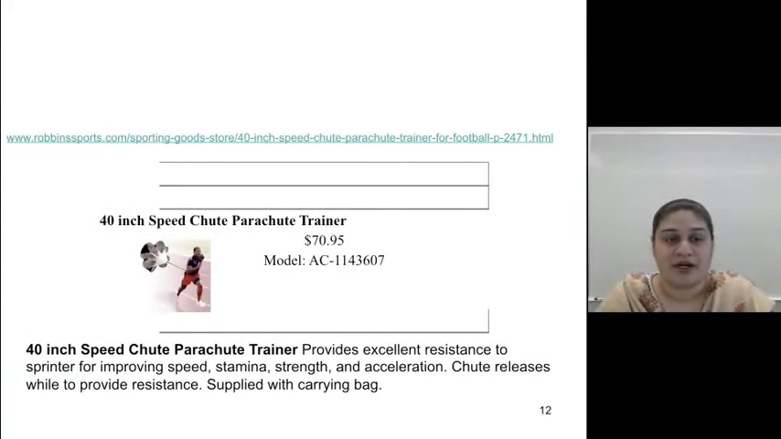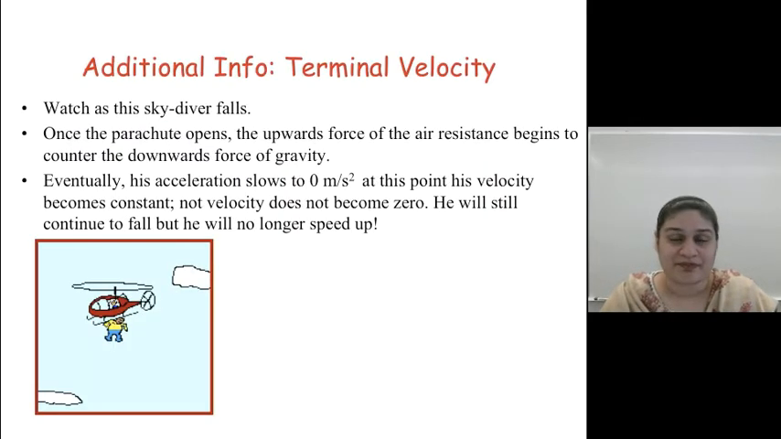Now that we have talked about the equations that we need for drag, let's talk about a little funny thing that I found on the internet. It's for a 40-inch speed chute parachute. It's a trainer that apparently you can buy for about $70 that will help you train your speed and stamina and strength and acceleration as you go down the track. I just thought that was a funny thing I wanted to share with you guys.